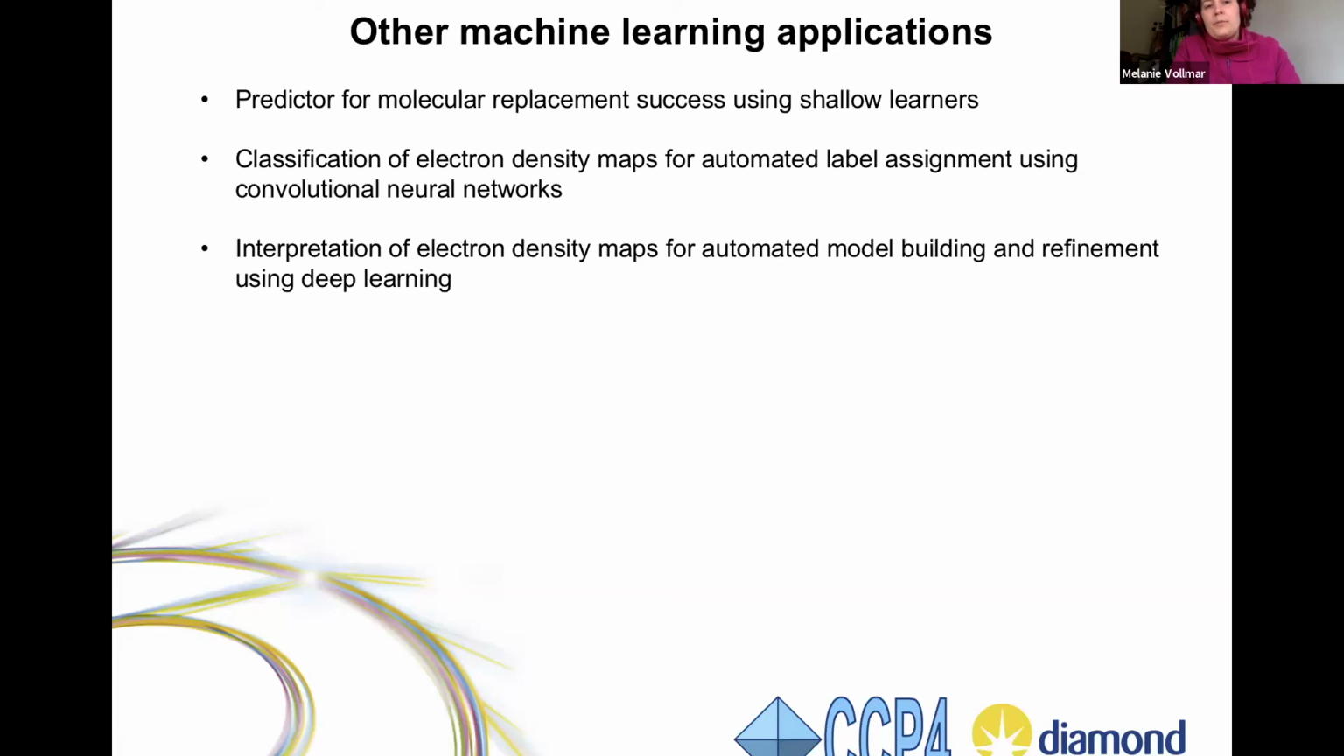And then in collaboration with people at the LMB in Cambridge, we have been working on a project over the last year to interpret electron density maps, in the long run to go away from our current way of doing model building and refinement and use a deep learning based system, hopefully being a bit more clever about how we do model building and refinement. So these are the projects I'm involved in.